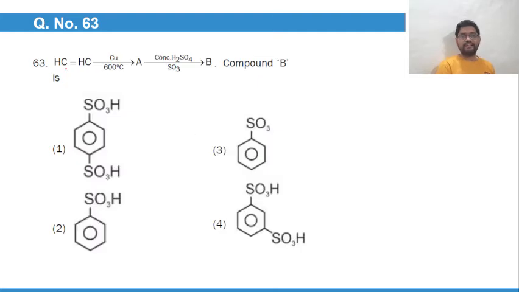Here it has to be 6, so we can eliminate, and hence option number 2 is the best answer. 63. Ethyne heated at 600 degrees Celsius in the presence of copper will give you benzene. And treated with concentrated, that is fuming, H2SO4, it will give you benzene sulfonic acid, that is PhSO3H. Will go with option number 2.